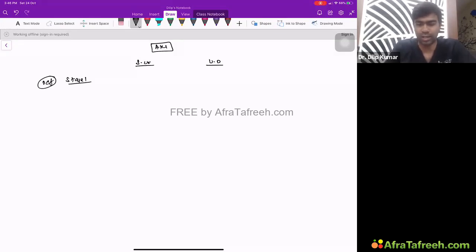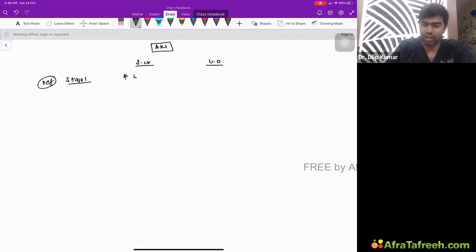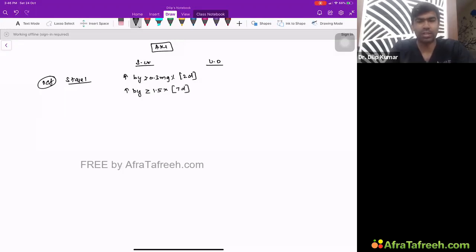As far as stage 1 AKI is concerned, any rise in serum creatinine by at least more than 0.3 milligrams per deciliter over a period of 48 hours, that I can write as within 2 days, or any increase in serum creatinine by more than 50%, that is more than 1.5 times from the baseline within the last 7 days, within the last 1 week. So this is number one.